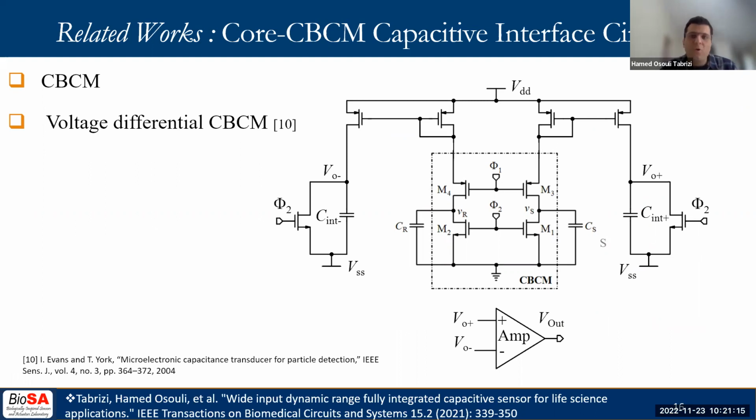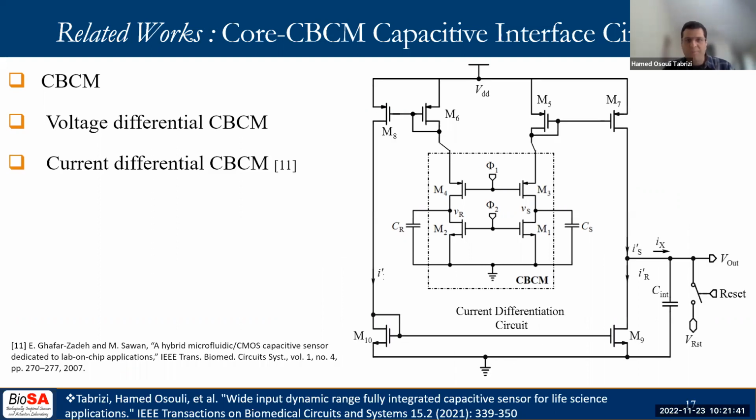The first effort to make an on-chip circuit with CBCM is the circuit shown in this schematic. This circuit mirrors the currents and integrates them in two different integrating capacitors, Cint plus and Cint minus. A differential amplifier is then used to create a single-ended output from the voltages created on the integrating capacitors. This circuit, however, yields limited dynamic range.